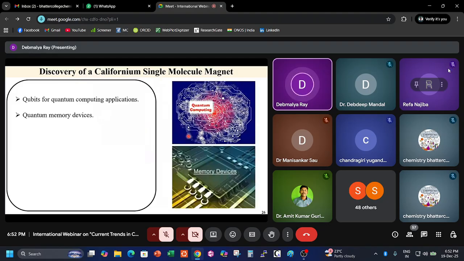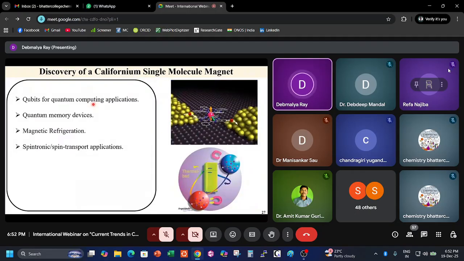So why are we even interested in something like single molecule magnets, right? These are actually important for qubits for quantum computing application or quantum memory device kind of application, as well as magnetic refrigeration or spintronics. And when we're talking about something like a californium single molecule magnet, this is also very interesting in terms of fundamentals, because californium is a very toxic element, right? So no one wants to use a californium single molecule magnet for a qubit. But we just wanted to see how they behave compared to dysprosium, which is a widely used single molecule magnet.